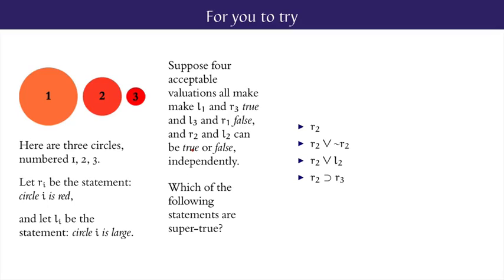Now, here's a question for you to try to see how you're going. We're back with our 3 circles. Now let's say that circle 1 is large but not red, circle 3 is red but not large, and that you could go either way with both redness and largeness for circle 2. That means we have 4 different valuations in our supervaluation. Which of the following statements count as super true on this picture?